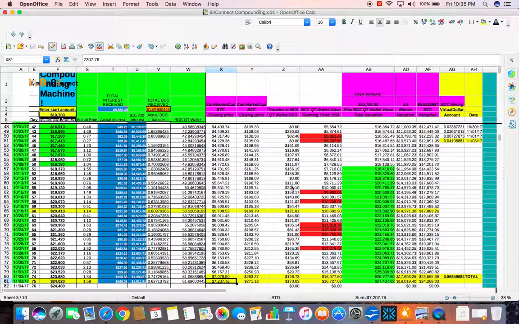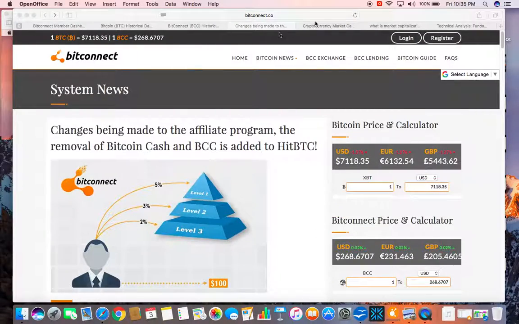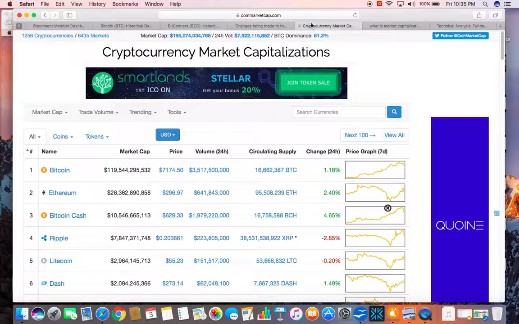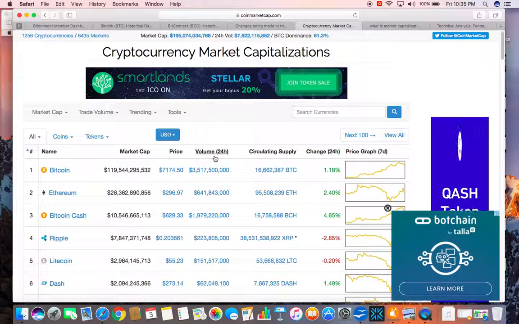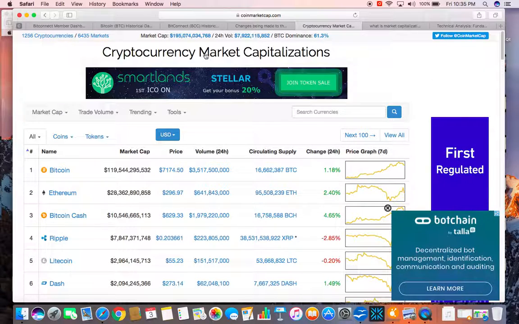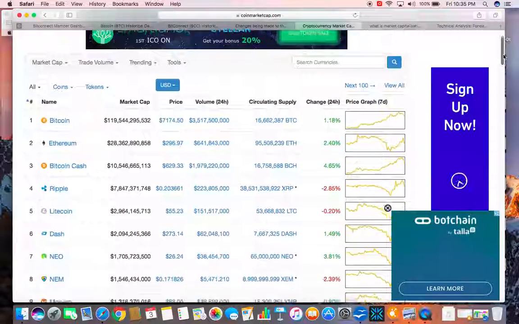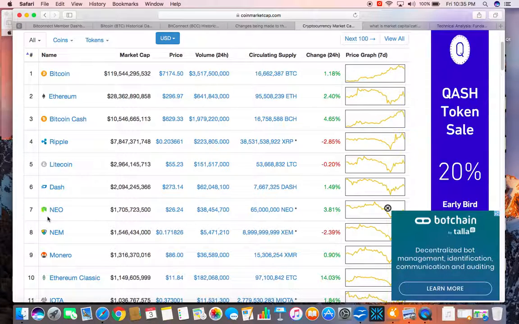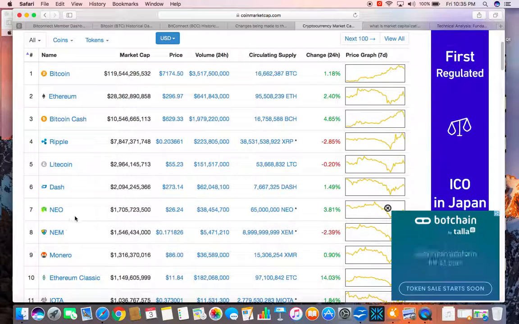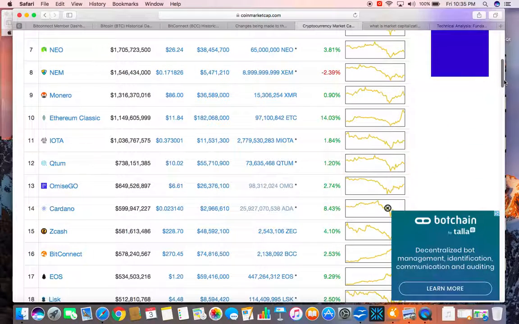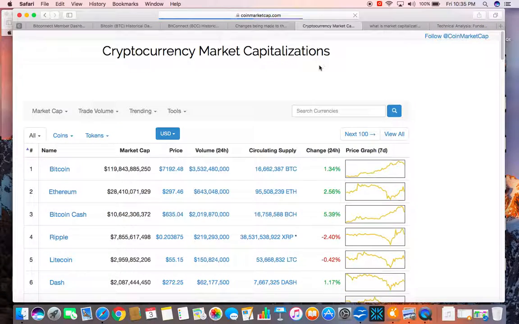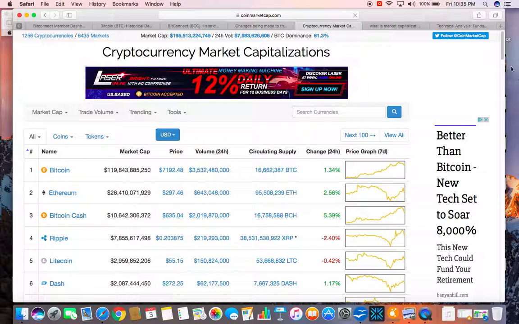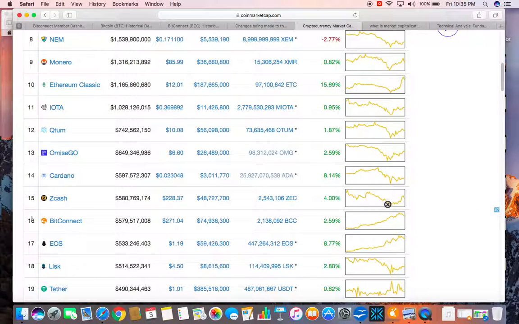Another subject matter I want to touch upon is, let me see if I can find it. Earlier this morning, when I was checking the prices on market cap, I noticed that usually Bitconnect tokens were listed as number 7 on the market cap listing, but subsequently got moved down to number 16. As I'm going to refresh this, and you can see for yourself. Bitcoin is number 1, and Bitconnect is number 16 right here.